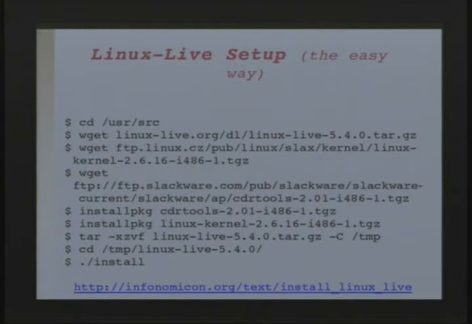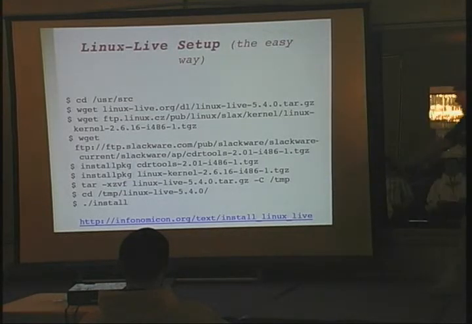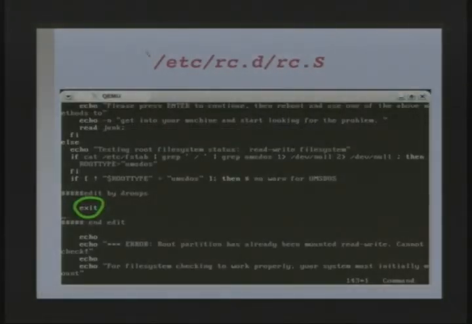There's all these commands to do all this. Pretty much you retrieve the stuff, then you install it, and I have a script right here that does all this, so you don't have to really remember all that. When you're done with that, you run lilo, which says, hey, there's a new kernel, use this when you boot up. And then change the permissions on the udev. And then if you edit this file that we've already opened on line 139, which looks like this, if you just type exit right there, you don't get an error when Slax boots.